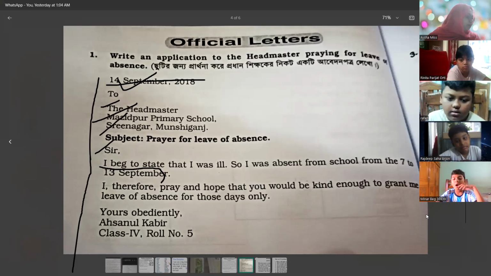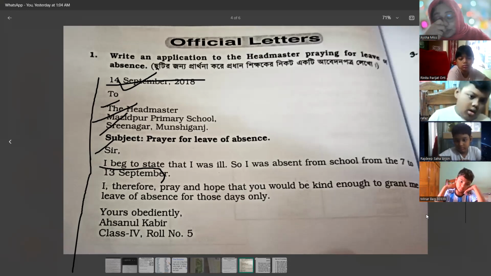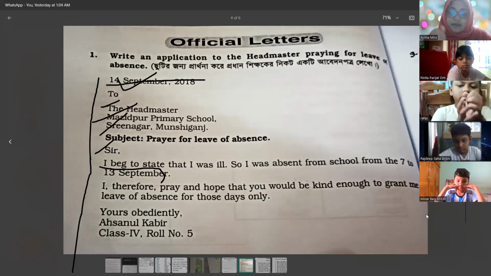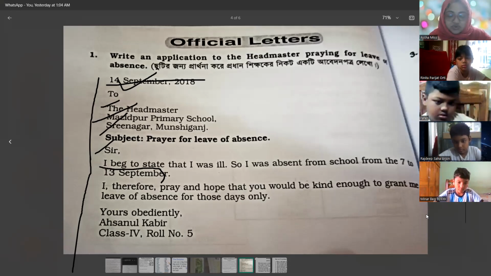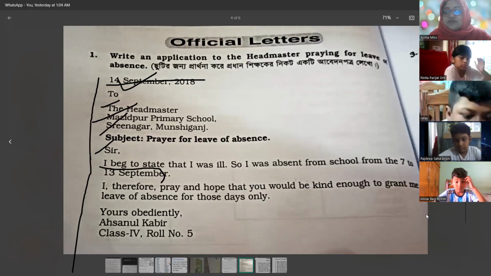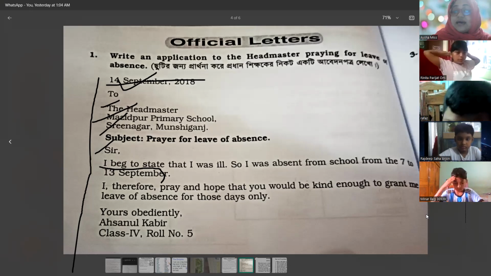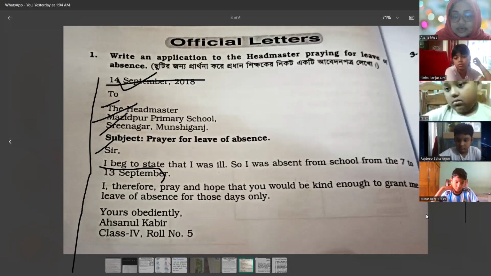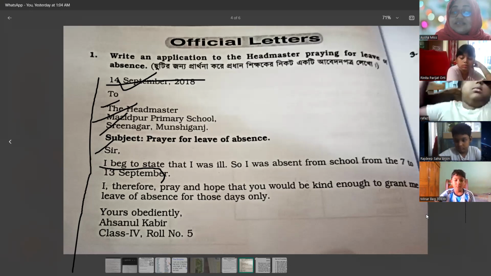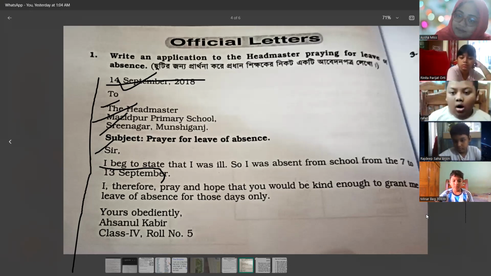আচ্ছা, ভালো কথা, I beg to state that. এখানে লিখেছে I was ill, I don't like the intro from here, এটা আমার পছন্দ হয়নি। আমরা ফার্স্ট লিখবো যে আমরা কোন স্কুলে আছি। I beg to state that I am a student of class 4 in your school. তারপর লিখবে I was ill, so I was absent from school from dash to dash, blah, blah, blah. And সবসময় মনে রাখবে, date always, এখানে 7 to 13 দিয়েছে না, 7th to 13th, মানে S-T-H, 13th, এভাবে লিখবে। বোঝা যাচ্ছে কথাগুলো?